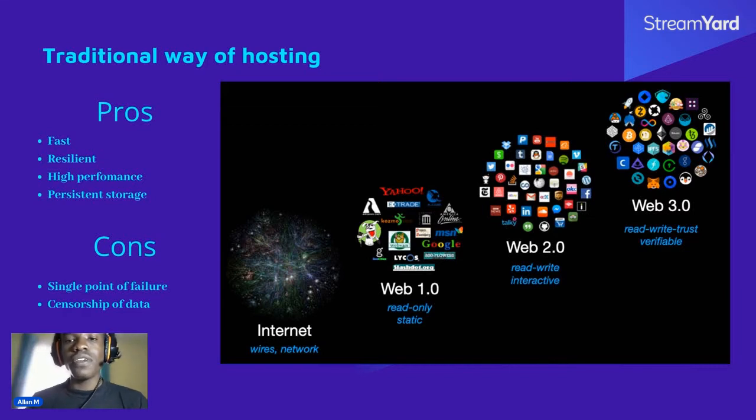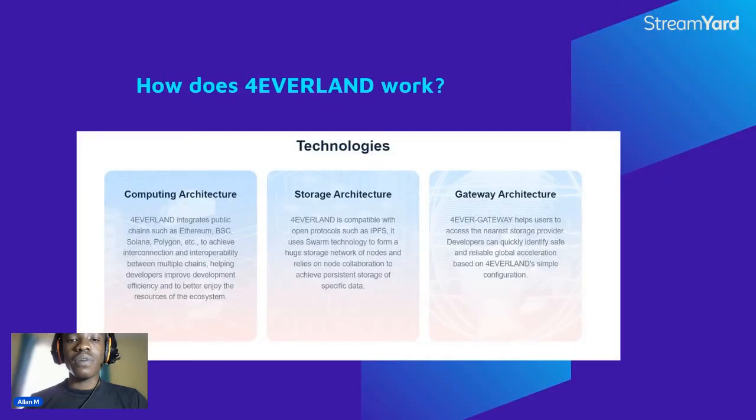So now we come to Web 3, which is read, write, and trust verifiable. You can read your data, you can edit your data, and there's a form of trust in that the data is stored in a decentralized manner, and there are some mechanisms to prove that your data is actually stored. There are some cryptographic proofs or computations, like in Filecoin's case, to verify that information is stored in the decentralized web.